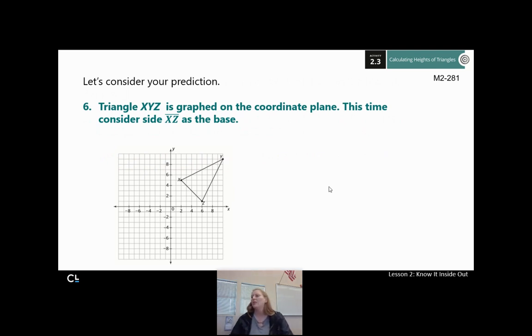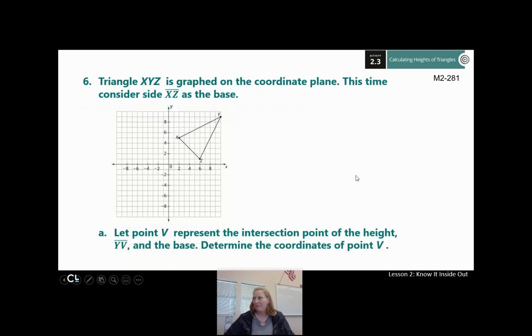So here's what I'm thinking. We used XY as our base, and it felt kind of awkward, right? So let's do triangle XYZ again, only this time, let's consider XZ as our base. What if this is our base? Maybe it'll be a little easier to work with. Who can say? So we're going to have to find that height again, right?